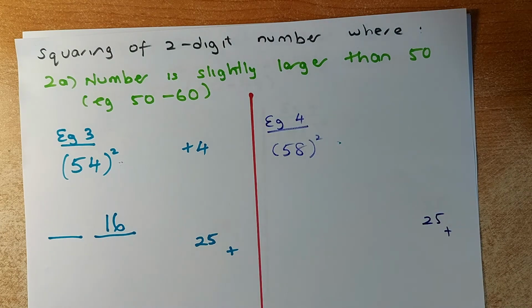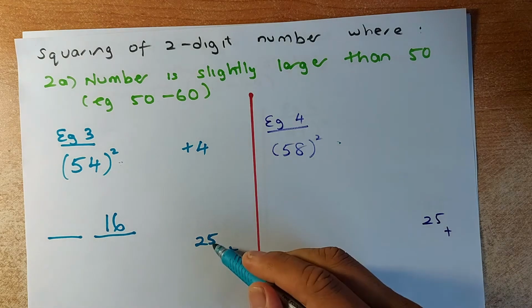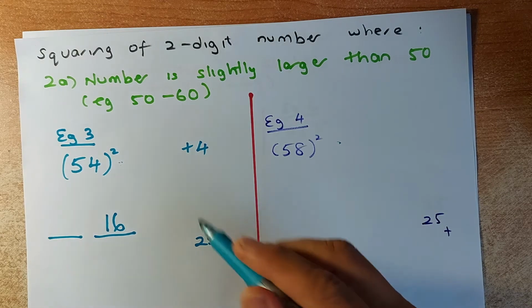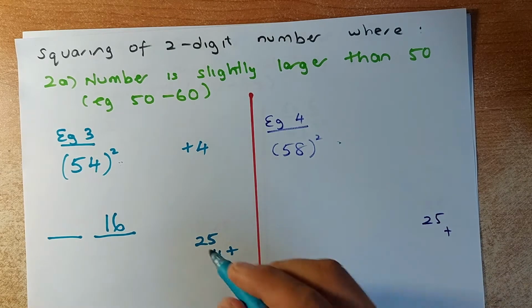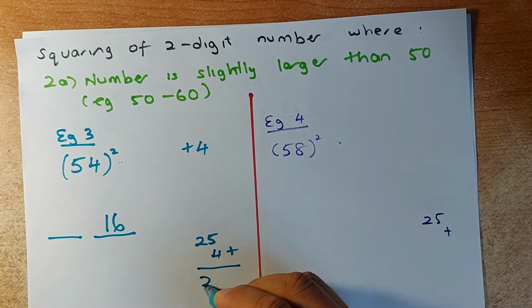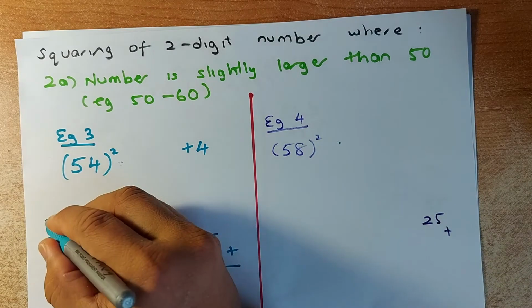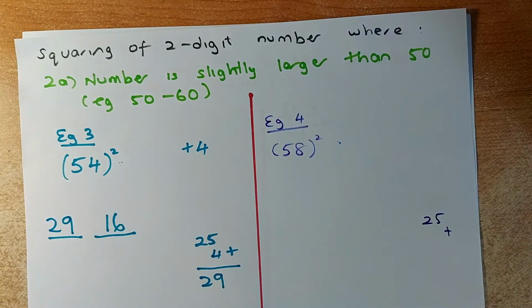The next thing you're going to do is take half of 50, which is 25, and you add 4 to it. So 25 plus 4 is going to give you 29. So that number is going to be 2916. That should be the answer. Interesting, isn't it? Okay, we do another example to make it clear.